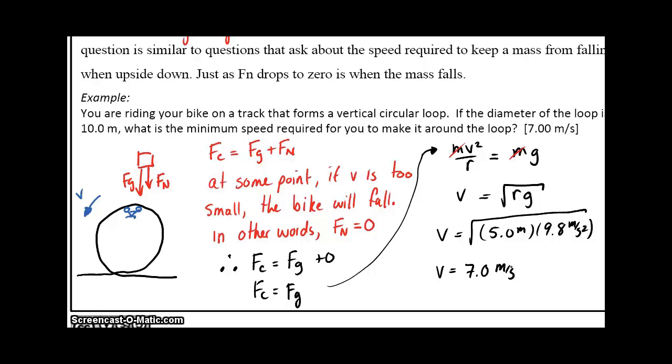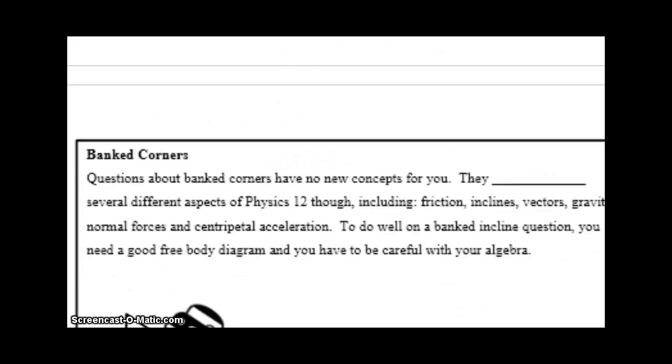It doesn't matter if it's a cyclist or a car or a bucket of water or whatever it is. If you have some sort of circle with a 10-meter diameter, whatever the object is that's going around that circle needs to be going 7 meters per second or it will not make it around. All right, let's go to the next page.